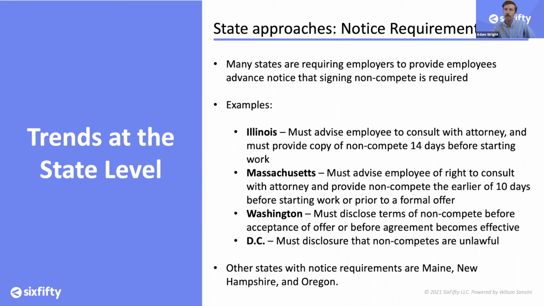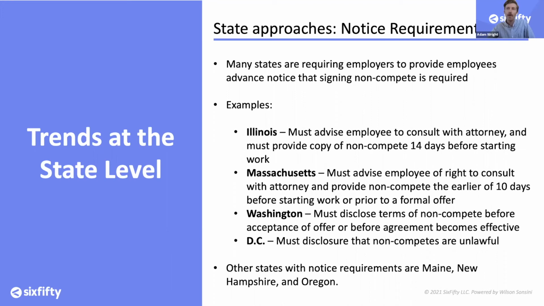In Massachusetts, employers have to again advise the employee of a right to consult with an attorney about the non-compete, and they have to provide the non-compete at the earlier of either 10 days before starting work or prior to a formal offer. In Washington state, employers must disclose the terms of the non-compete before the employment offer is accepted or before the employment agreement becomes effective. And we'll talk more about this in a minute, but the consequence of not following these notice requirements can be quite severe. Your non-compete, one, is going to be unenforceable, and two, in some states, you might be subject to civil penalties.